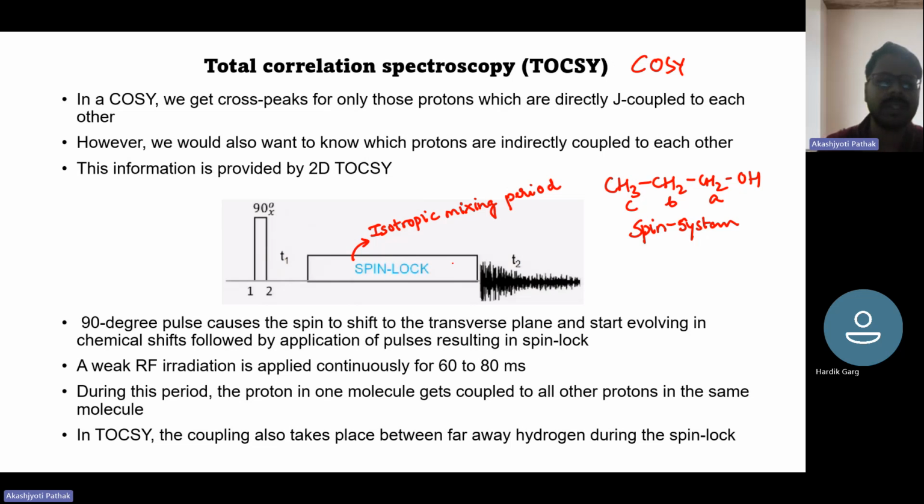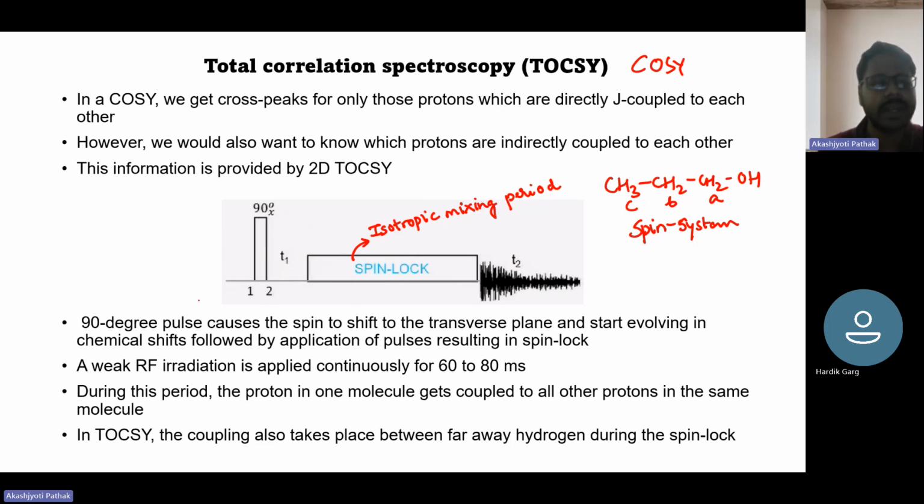In this spin lock period that is introduced over here, there are many pulse sequences. Those pulse sequences are quite complex and have not been covered in the lecture, so we will not go into those details. Whatever has been taught in the lectures, we will try to understand that.